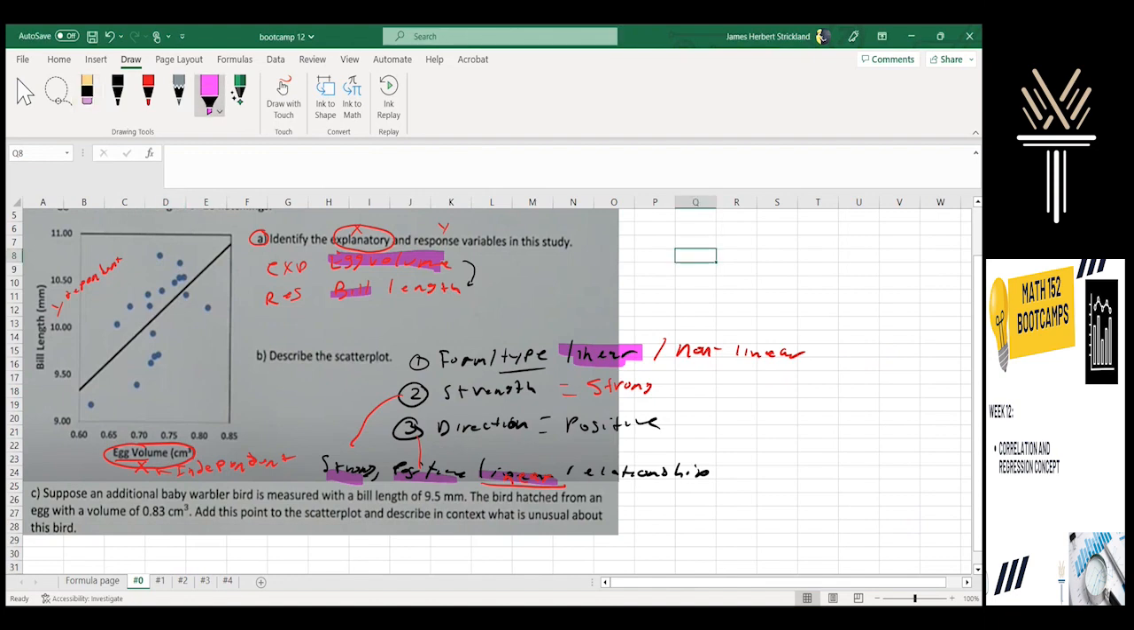Next part. So this part C says, suppose we add in this extra bird that has this bill length and this volume. What would be considered unusual? Well, 183 on the volume, that's around here somewhere. And 9.5 on the bill, that's there. So where those two things meet is over here. And so what's unusual about that from our model?